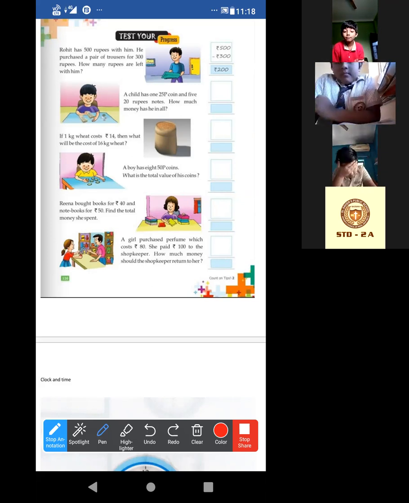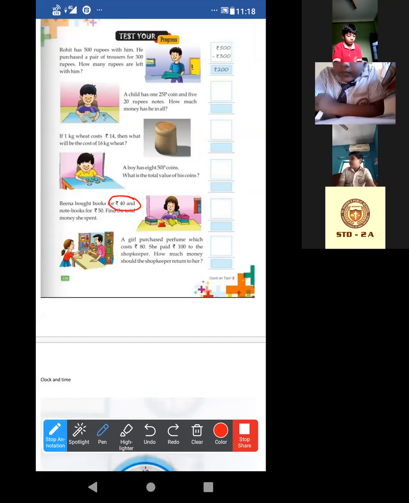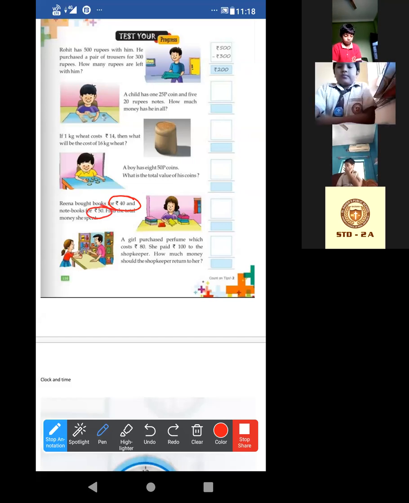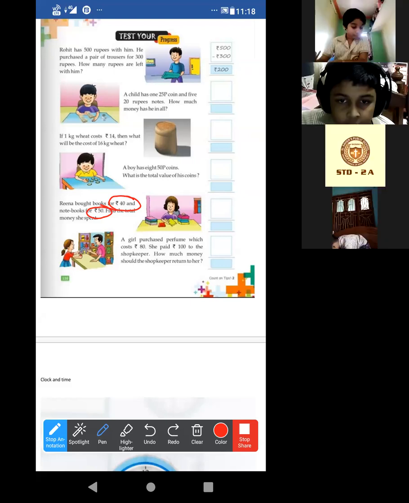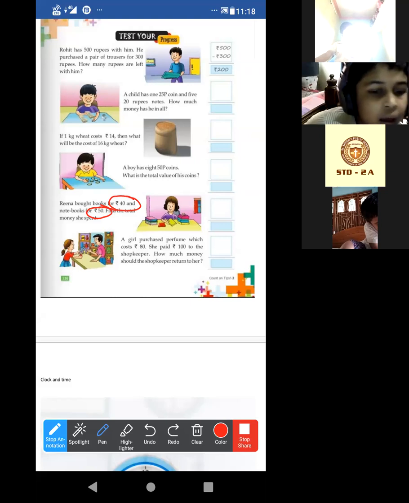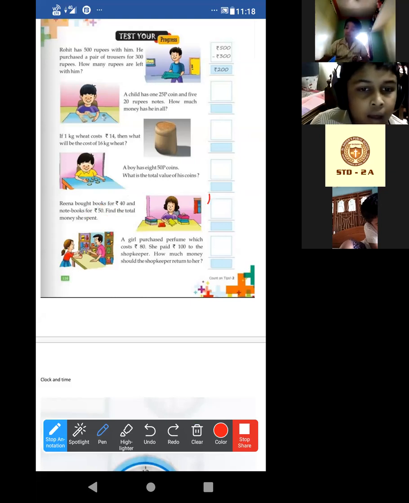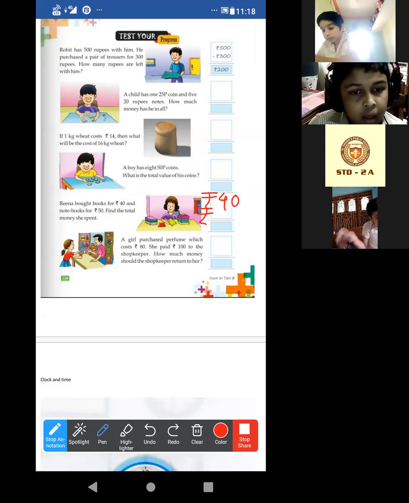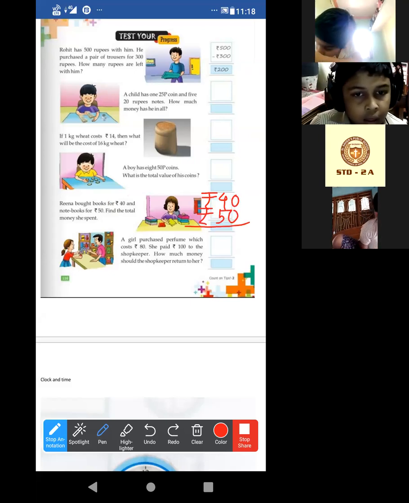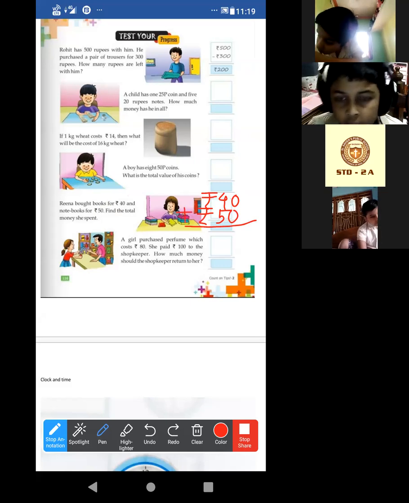Okay, what to do? Just addition. Look, Rina bought books for rupees 40 and notebook for rupees 50. So, find the total money she spent. Okay, total money, just directly write rupees 40, rupees 50. Then directly just add them. It will be 90 rupees.